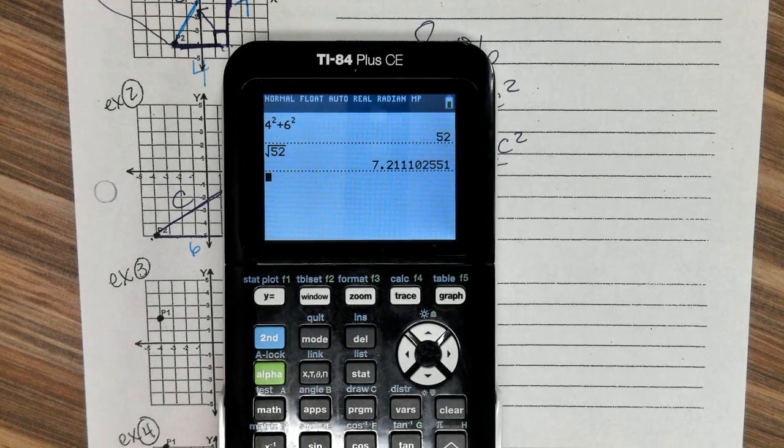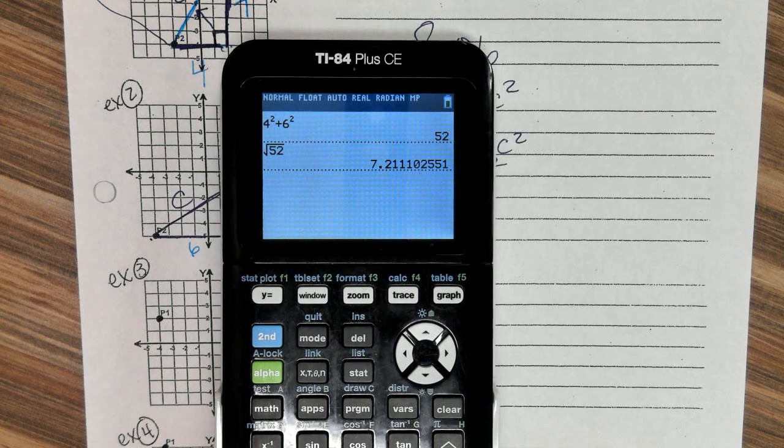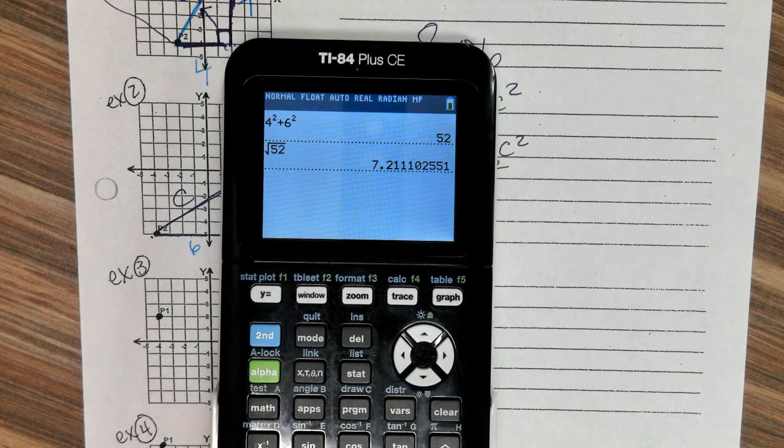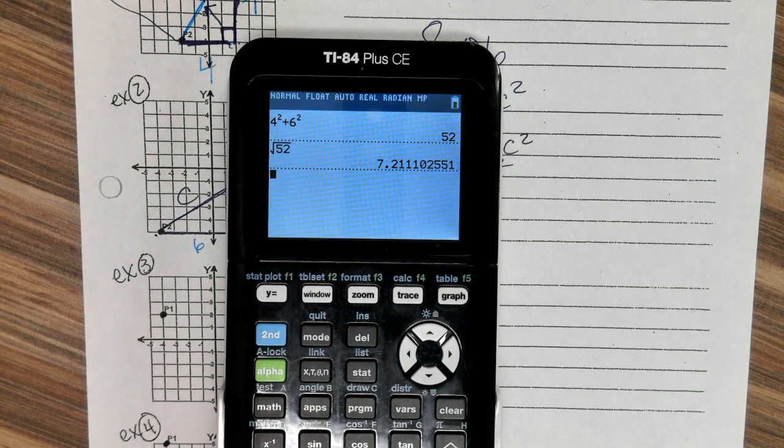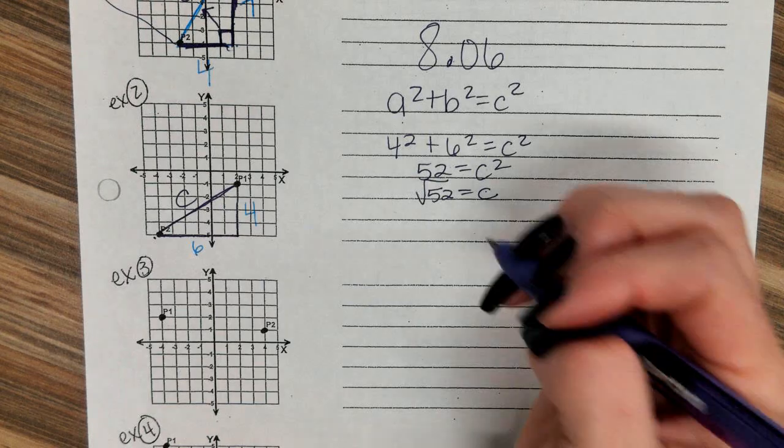And then you're just going to round. You can round to the hundredths place value, whatever the assignment asks for. It might even ask for the closest answer, which would be 7. But if we're rounding to the hundredths, it's 7.21.